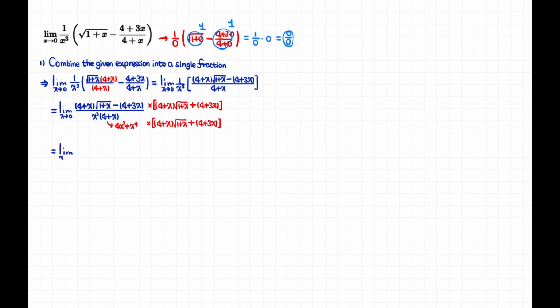So limit as x approaches 0. So the square root squared, it's just 1 plus x. Now square the second term.